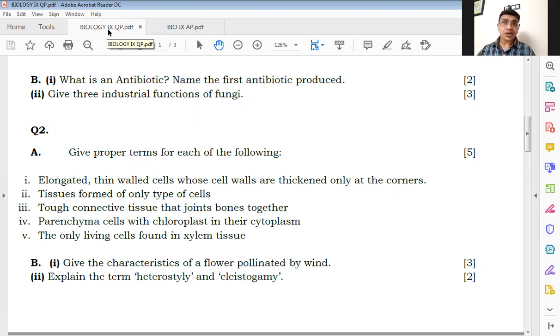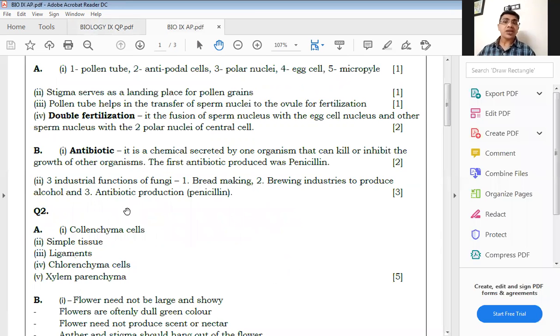After that comes the third question. Tough connective tissue that joins bones together. So this is a tissue which will keep the bones together and that will connect bone to bone. And the answer is very simple. It is ligaments. Here is the answer where the cursor is moving. So we have ligaments here.